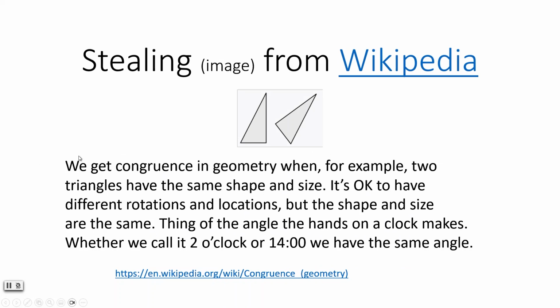Let's look at congruence a little more too. I'm introducing the concept of congruence in the last slide. And so you've seen this before in geometry, like these two triangles here, which I stole from Wikipedia, are congruent. They're rotated differently, they're in different locations, but they pretty clearly have the same length of the sides and the size of the angles.